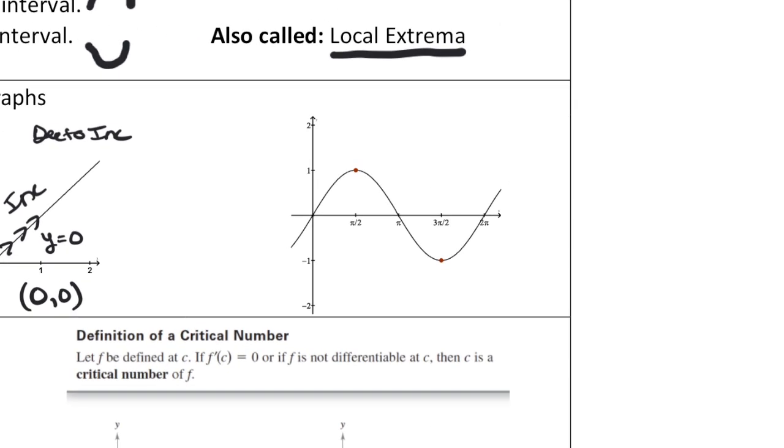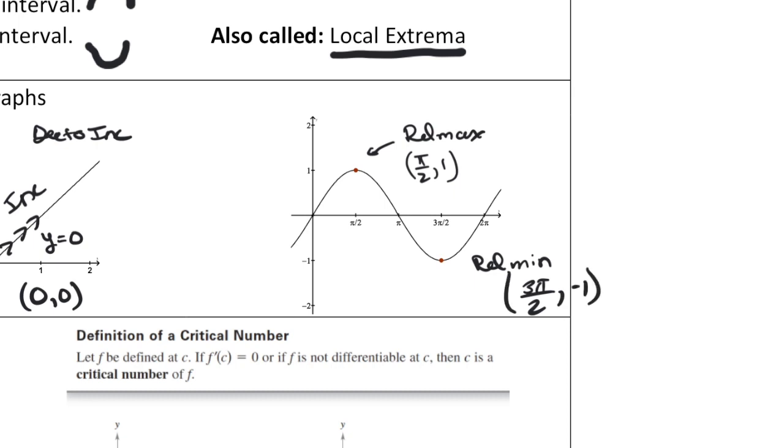Now, it is possible to have both a relative min and max, as we look at this trig function. You notice you have a relative max at the point (pi over 2, 1), and you have a relative min at the point (3 pi over 2, negative 1). Now notice again, your relative max was increasing and then began decreasing, and your relative min was decreasing and then increasing. So if we were to make a sign chart, here's your f of x.